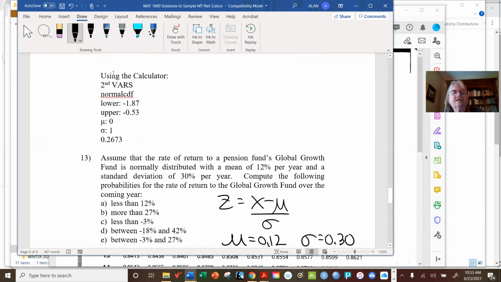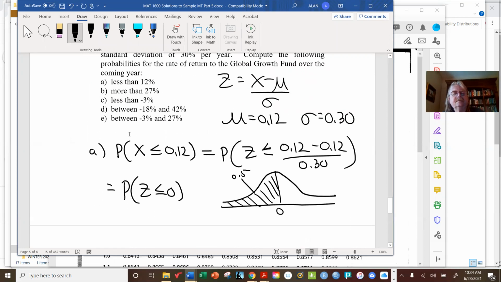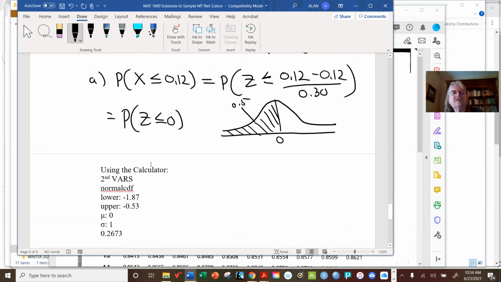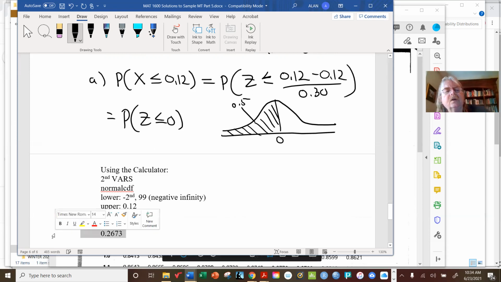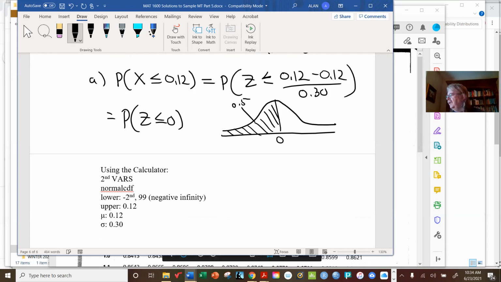But if we use the calculator, look how quick this is. What we're going to do is ask for less than or equal to 12. We'll keep all the numbers in the same units as the data we have here. So we have negative infinity up to positive 0.12. But now we have to be careful. The mean is 0.12 now. It's not 0 any longer. And the standard deviation is 0.30. It is no longer 1 rather. So let's plug these in.